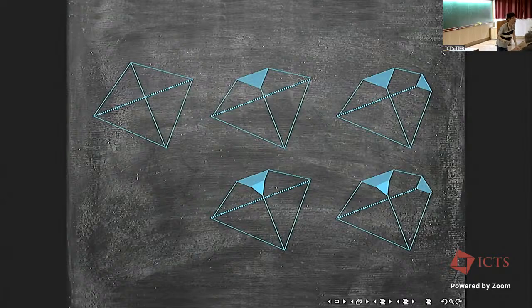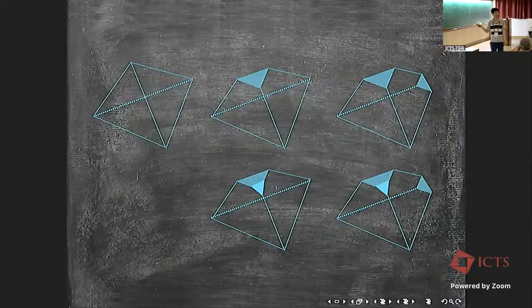Pardon? So you mean that this kind of polytope in a hyperbolic space? Yeah, in the hyperbolic. Okay.